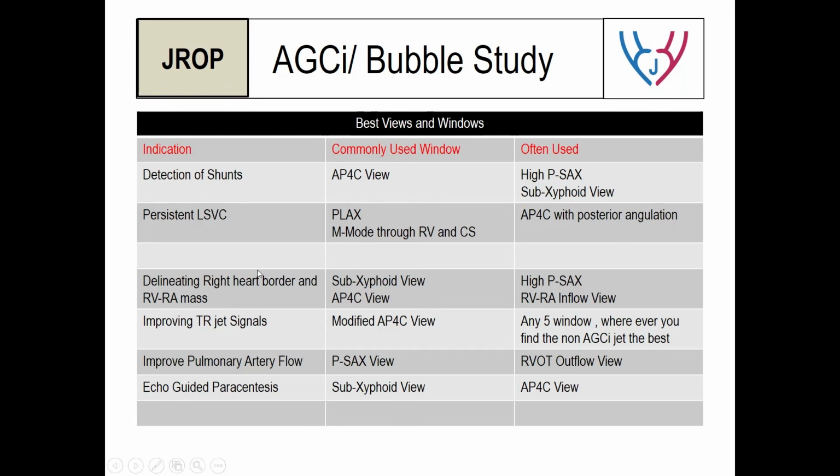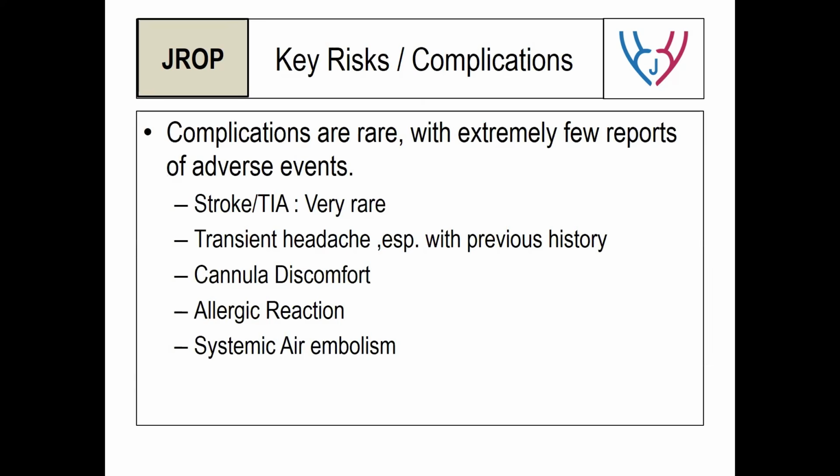Then RV and RA delineation uses the subcostal window, improving TR jets uses the modified four-chamber view, and improving pulmonary signals, we look at the RV outflow view or PSAX view. Then echo-guided paracentesis, always subcostal, and I've often used, a number of times, even the apical four-chamber view for echo-guided paracentesis when we're doing apical windows.